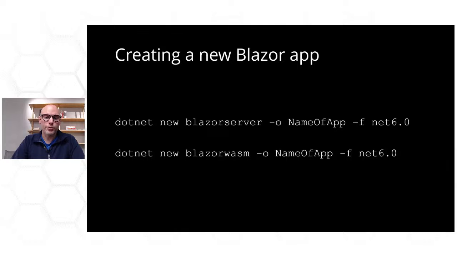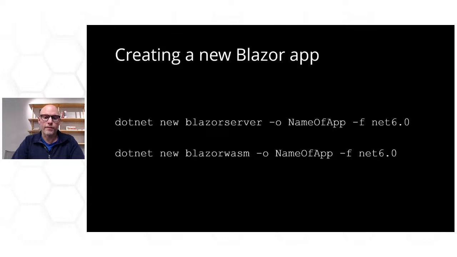So .NET new Blazor server, that tells us that we want a server-side project. -o and the name of the app we want to create, and then we can also specify which framework we want to use. So you could use like .NET 7 here if you want to try the bleeding edge stuff that will be released in November.